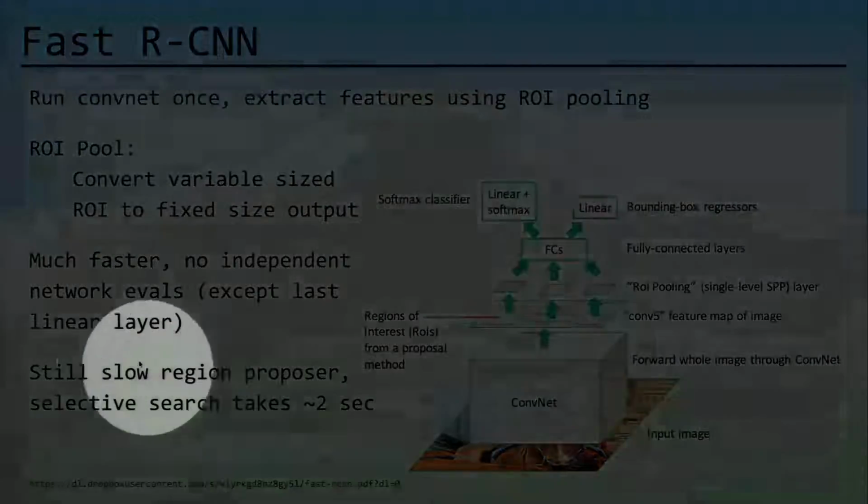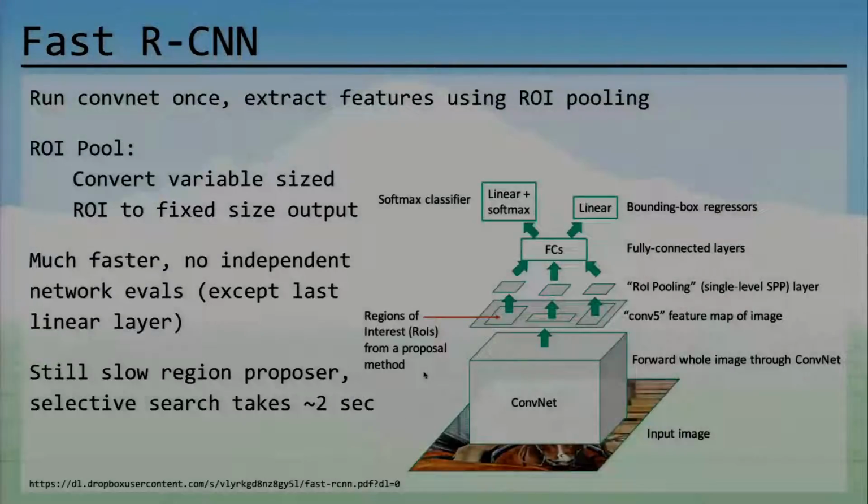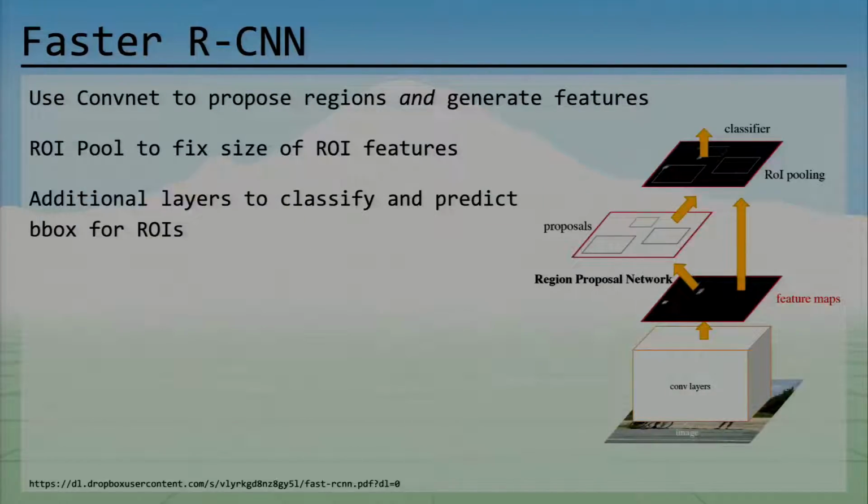But we still have this really slow region proposal method, because selective search, doing successively coarser-grained segmentation masks over an image, takes a really long time. In practice, it takes about 2 seconds per image. So now the bottleneck to speed in fast RCNN is our region proposal method. And what we really care about is speeding that up. And that's where faster RCNN comes in.